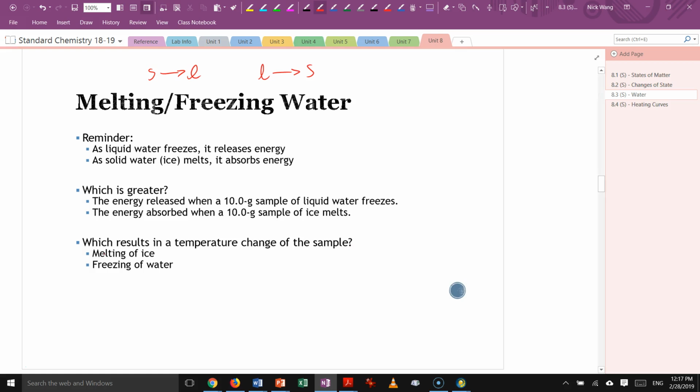Another question that's also a little bit counterintuitive is this one, which results in a temperature change of the sample. So when you melt ice versus when you freeze water to become ice, which one of these requires or results in a temperature change? And this, again, is a little bit counterintuitive, but actually the answer is neither of them. None of them actually have any kind of temperature change as they change phases.